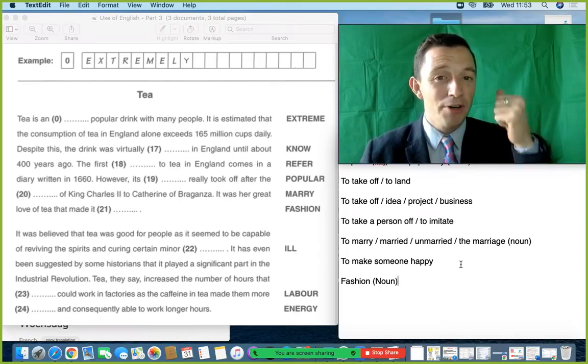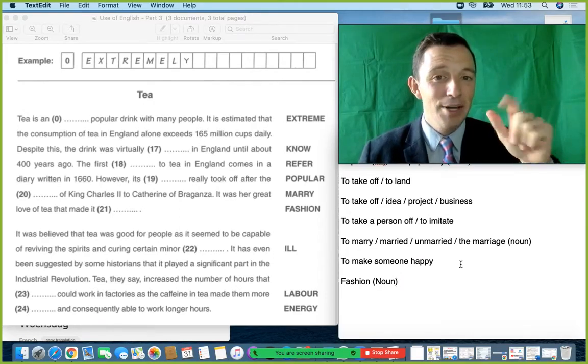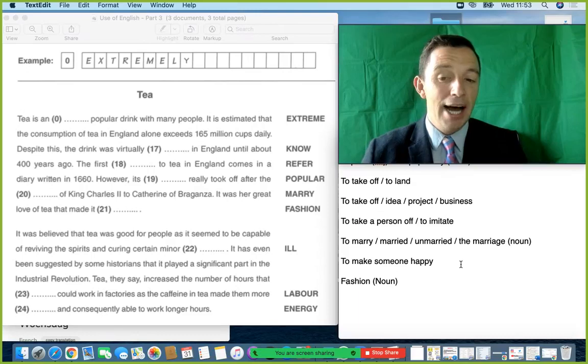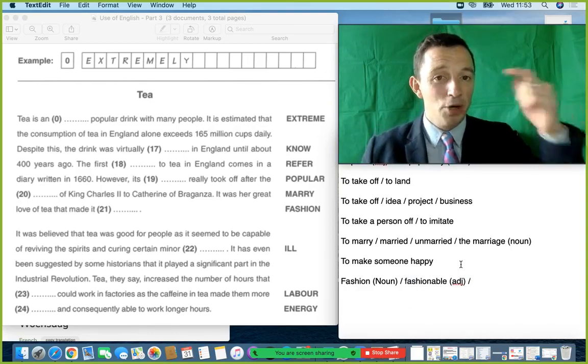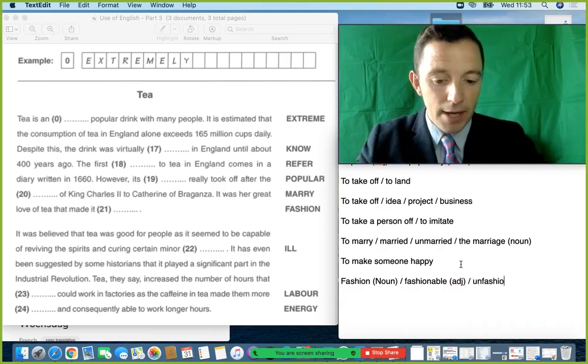So we need to look for the verb, we need to look for the adjective, we need to look for the adverb, and it's difficult, but this is important for your vocabulary. So the vocabulary for the adjective is fashionable. Okay, so fashionable is the adjective, and the negative would be unfashionable. Okay, very good adjectives, very good family of words.